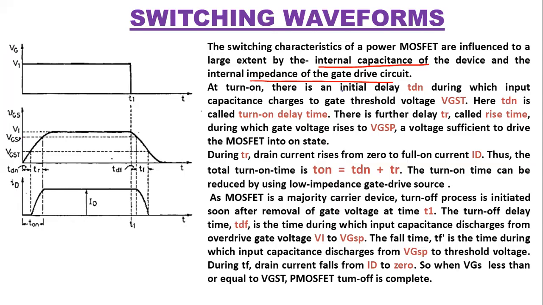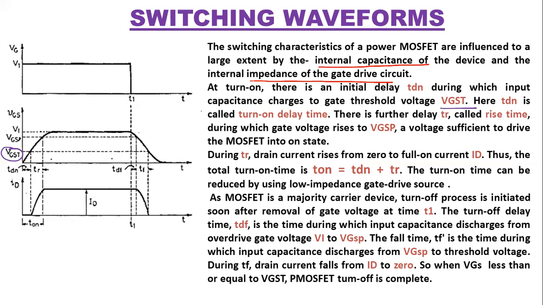During turn on, there is an initial delay TDN during which the input capacitance charges to the threshold value VGST. Here TDN is called the turn on delay time. So the switching characteristics, how it is getting switched on, we are explaining.